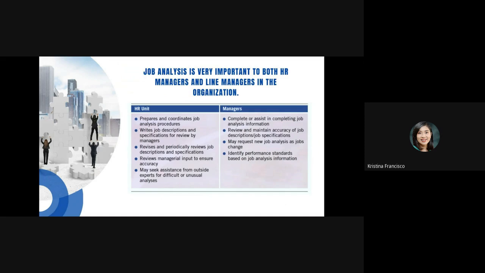On the other hand, the HR unit coordinates the job analysis process, writes and reviews job descriptions, and ensures accuracy. They may also seek manager input and external experts for difficult cases, and job analysis requires collaboration between HR and managers, with HR focusing on consistency and uniformity, and managers ensuring the accuracy of job descriptions and requesting updates when needed. In small organizations, managers handle all these tasks. Next.